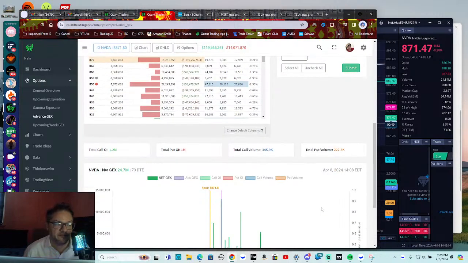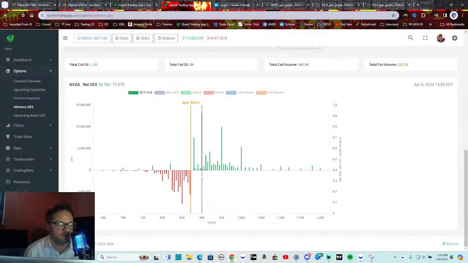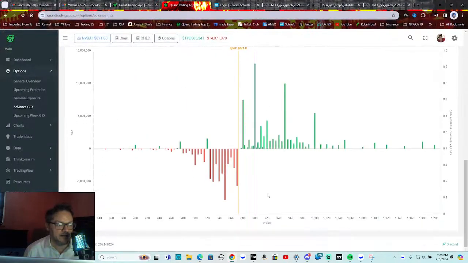But the cool part is it gives you a visualization of it, and we can look at this just as if we were looking at the regular GEX feed. There we go. So we have the same values we're looking at. The absolute GEX, that purple line, is at 900. It's a good psychological level. It's also the highest GEX. This, to me, is a very strong attractant.